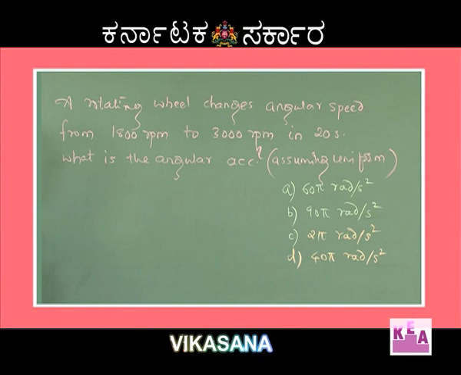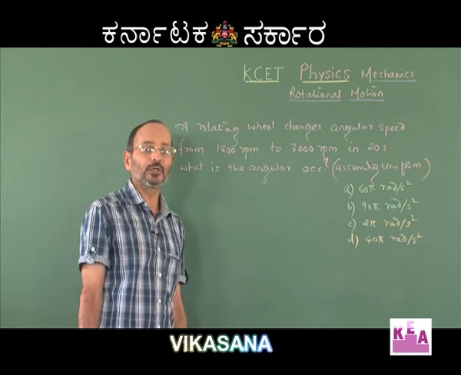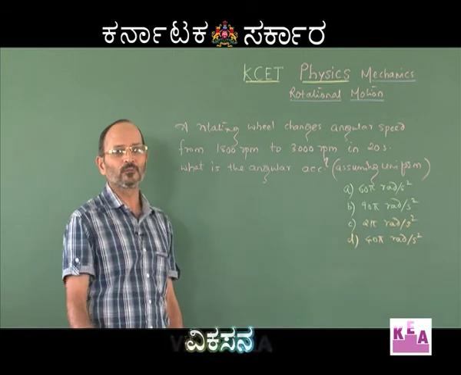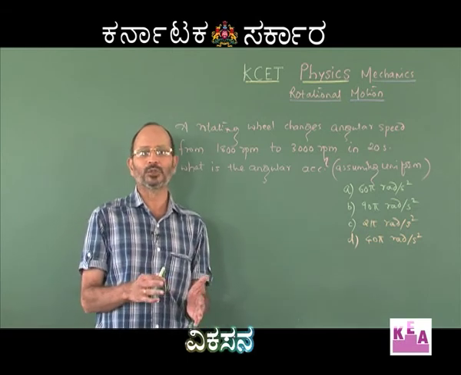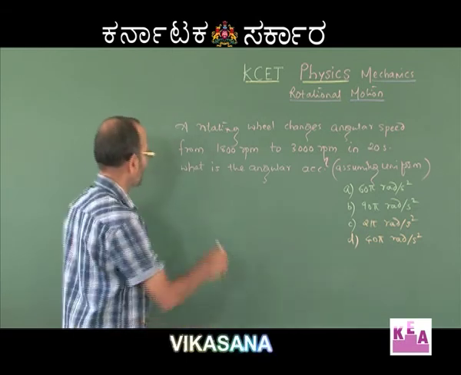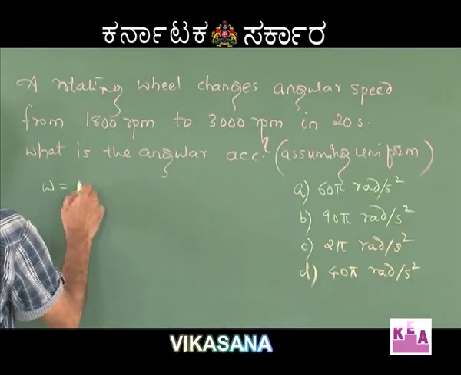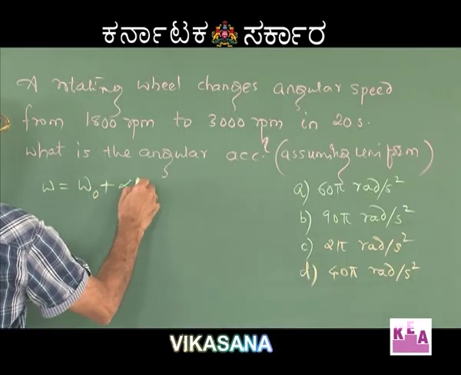A rotating wheel changes angular speed from 1800 rpm to 3000 rpm in 20 seconds. What is the angular acceleration? So, I hope you remember the equations like v equal to u plus at, which we were using in translatory motion. Similarly, a replica of that can be used here in pure rotational motion, and that happens to be like this: omega equal to omega naught plus alpha t.